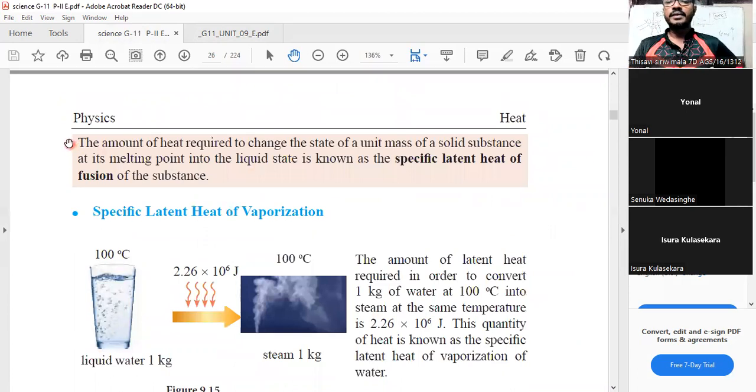The amount of heat required to change the state of a unit mass of a solid substance at its melting point into the liquid state is known as the specific latent heat of fusion of the substance.